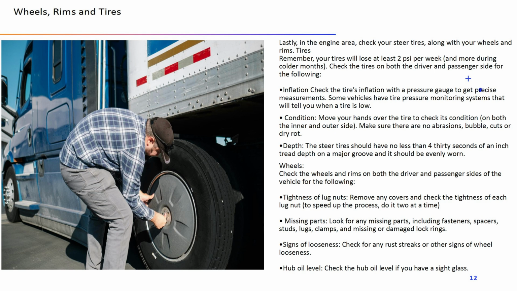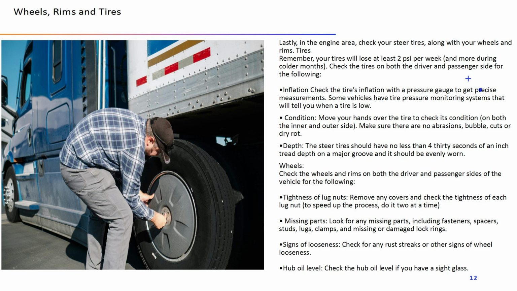Condition. Move your hands over the tire to check its condition on both the inner and outer side. Make sure there are no abrasions, bubbles, cuts, or dry rot. Depth. The steer tires should have no less than 4/32 of an inch tread depth on a major groove, and it should be evenly worn.